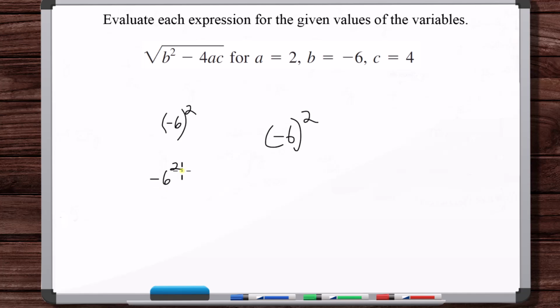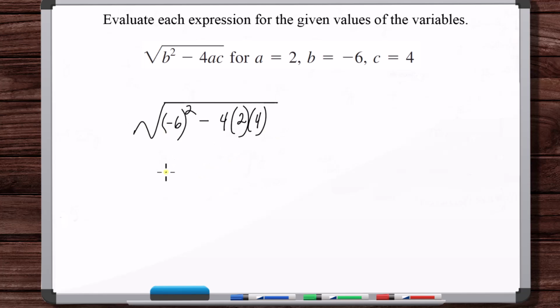That's why you really want to think about the variables in their own universe apart from everything else, and then you replace the variable in its entirety with the given number, and then bring back in the operations that were done on the variable. Okay, so now we've got minus 4ac. Minus 6 squared is 36. 4 times 2 is 8. 8 times 4 is 32. 36 minus 32 is 4. The principal square root of 4 is 2.